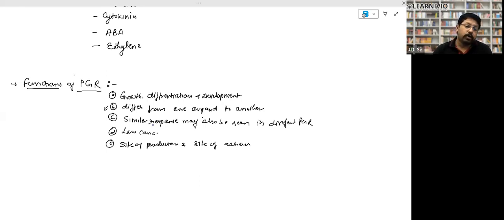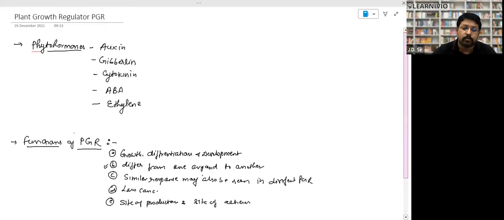They are required in low concentration, right? And they may have different sites of production and different sites of action, meaning they are produced at one part and act at a different part. Like auxin is produced in the growing tips, but performs its function at different parts, right? So that is the function of plant growth regulators. Is that clear?